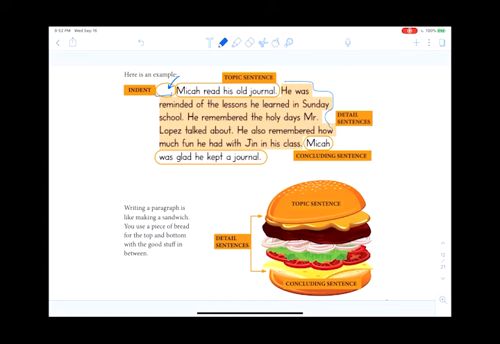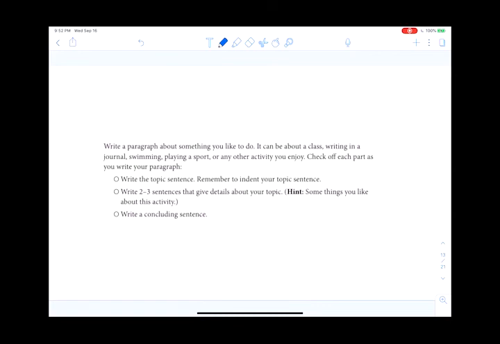Now, for your exercise, write a paragraph about something you like to do. It can be about a class, writing in a journal, swimming, playing a sport, or any other activity you enjoy. Check off each part as you write your paragraph.